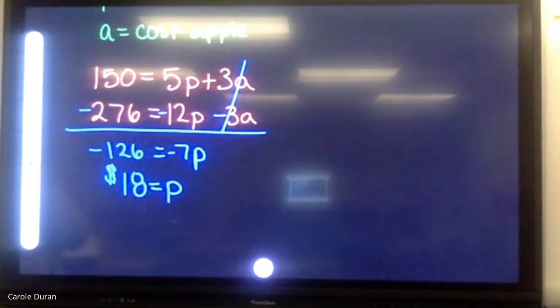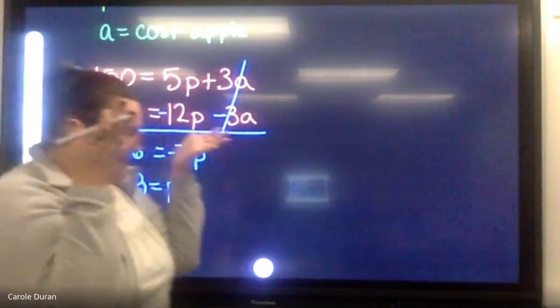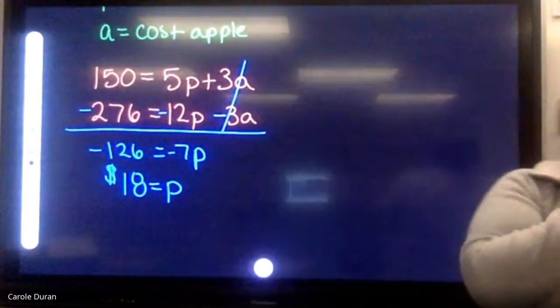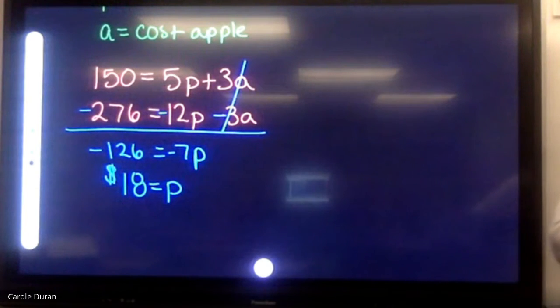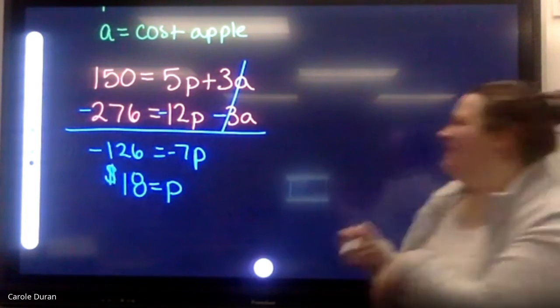Are we finished with this problem? No. What do I still need to find? We need to find the apple. How do I find the apple? We need to plug it in. Okay, we take that 18 and we substitute it in for one of the p's in one of the equations and then solve for A.